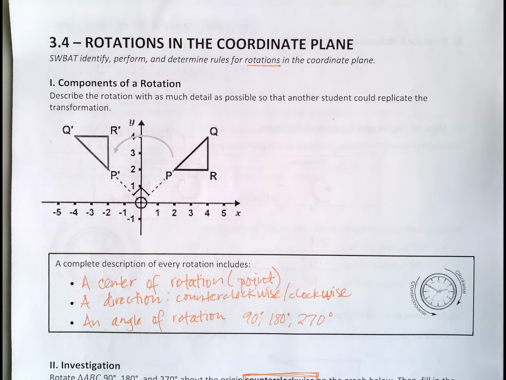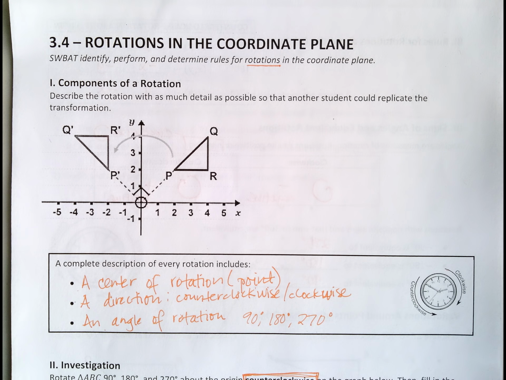Hi, good afternoon. We are in 3.4, rotations in the coordinate plane. Reflections were 3.3. Translations were lesson 3.2. And the next lesson, 3.5, will be dilations. So we're going to talk about rotations in the coordinate plane and really just how to perform them.